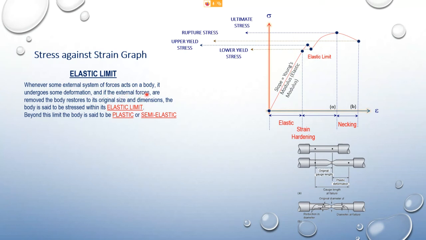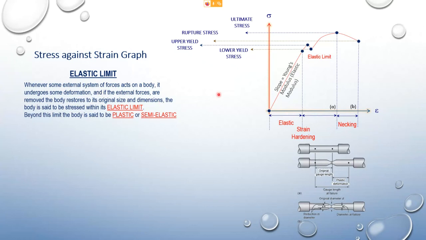And if the external forces are removed, the material is being elastic. So elastic limit is here. If the external forces are removed, the body must restore, if it is elastic, to its original sizes and dimensions. Now the body is said to be stressed within, that means inside these 2 points. So we can call it elastic, and the point is called the elastic limit. So this is the elastic limit.